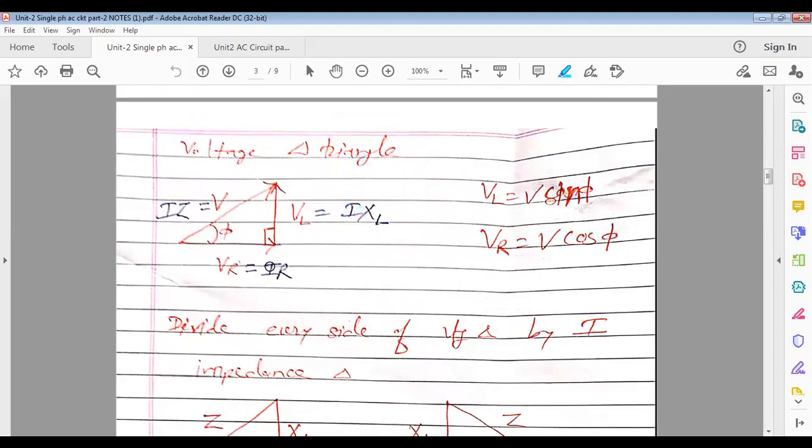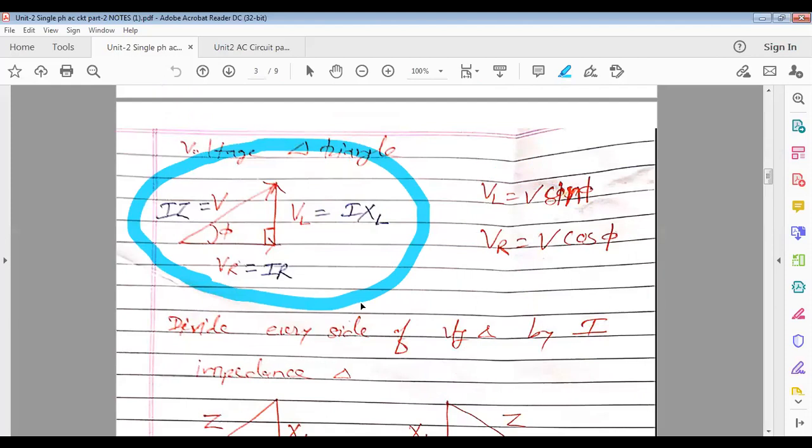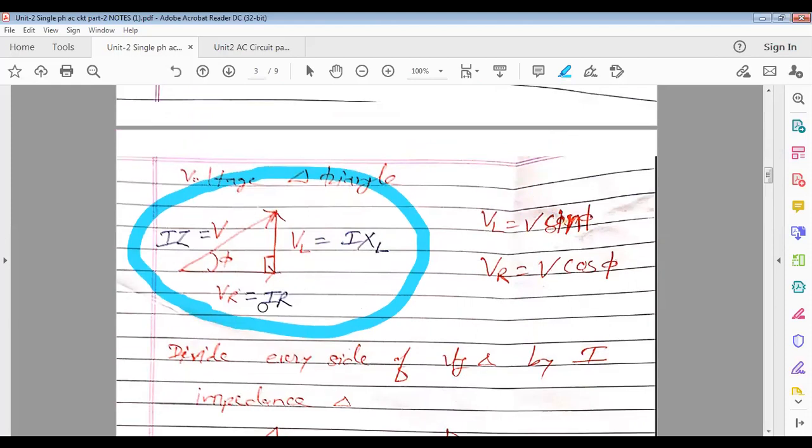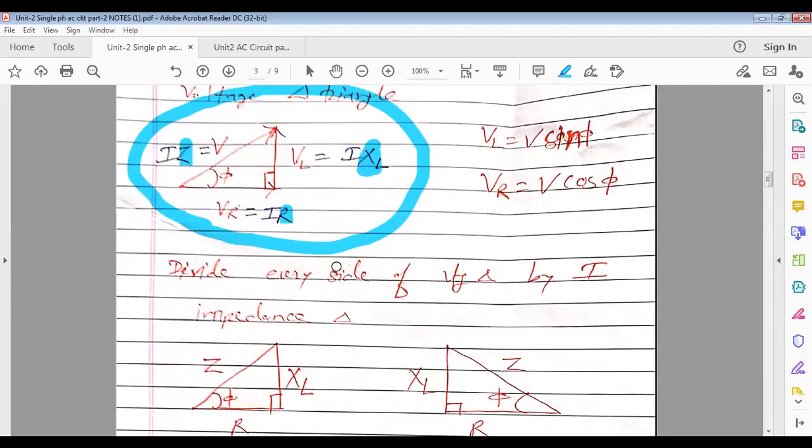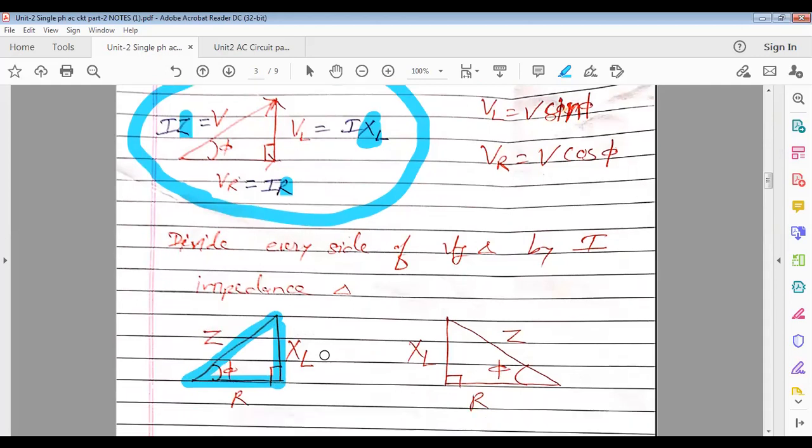Next, if you divide every side of the voltage triangle by current, what will you get? Along this you get R, along this XL, and along this Z. So this is called the impedance triangle. You can draw its mirror image too. The angle between Z and R is phi, and the angle between R and XL is 90 degrees.